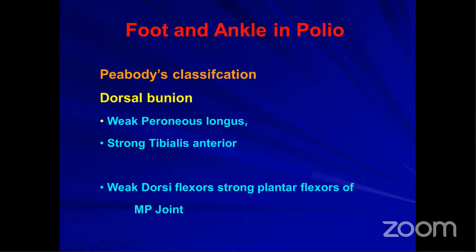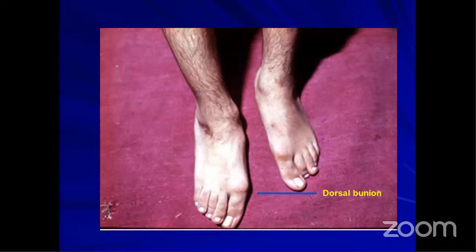One is, if you have a weak peroneus longus, the first ray goes down in the presence of tibialis anterior strength. The base goes up, and the weak peroneus longus cannot take the foot into eversion. Because of that, the normal compensation of the cavus doesn't happen. The first ray is down along with the EHL being paralyzed. The plantar flexors are working, EHL is paralyzed, the MP joint goes into plantar flexion causing a dorsal bunion. So a plantar flexed MP joint like this is known as a dorsal bunion.